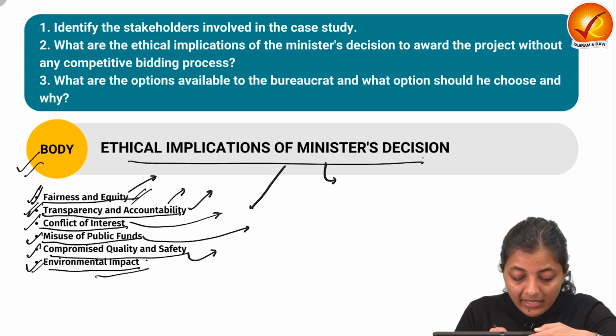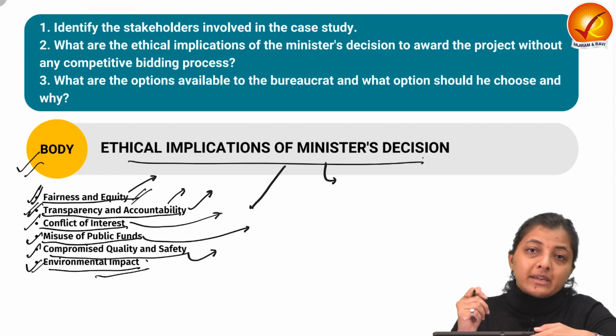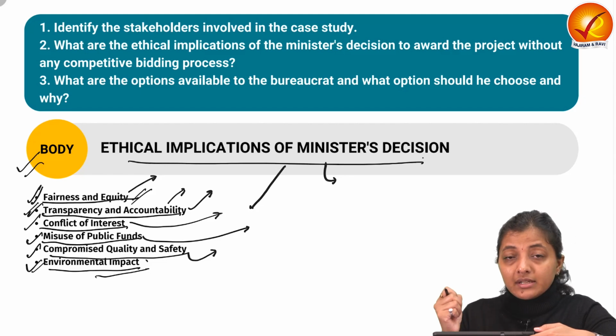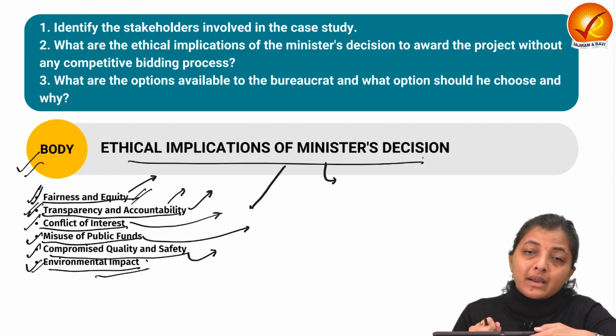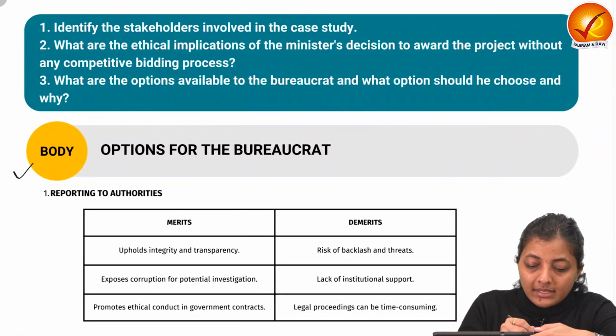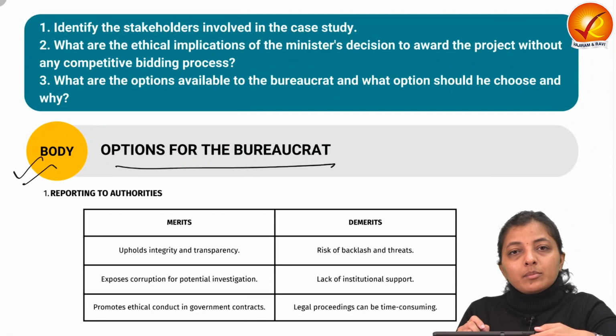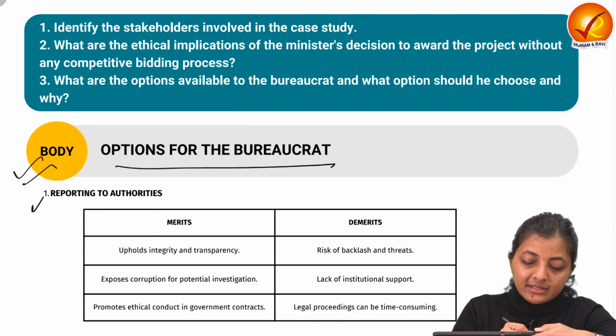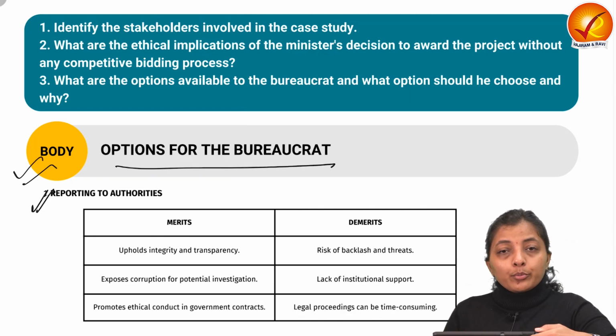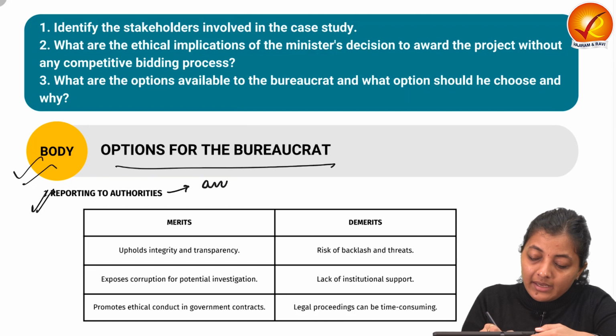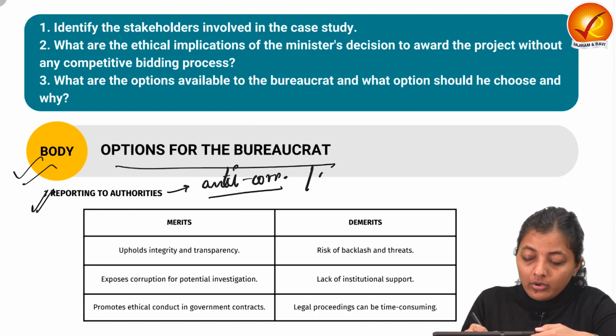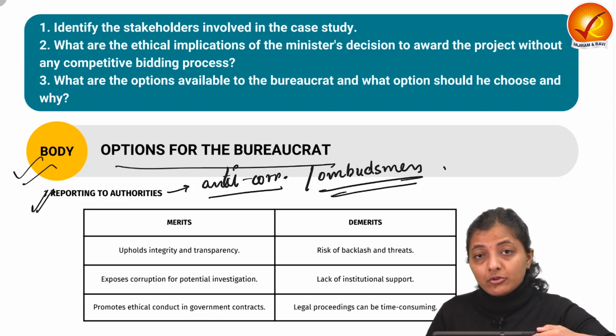Next is environmental impact. Due to the spread of debris and dust, it is creating air pollution and environmental impact over there. Next, what are the options available for the bureaucrat? The very first thing is that the bureaucrat can report to authorities like an anti-corruption body, or he can report to the ombudsman also.